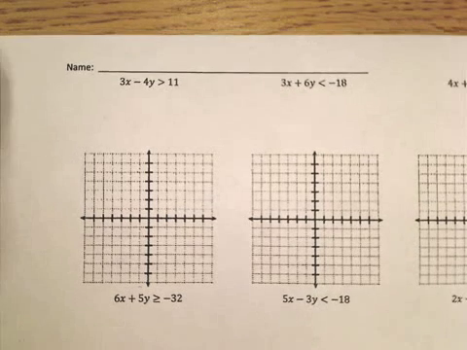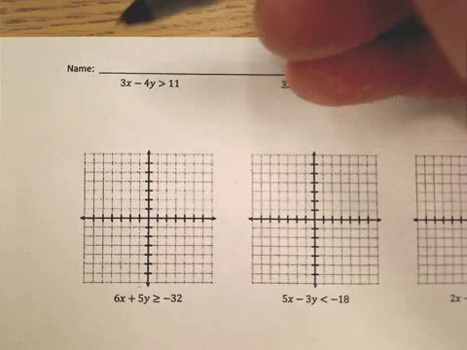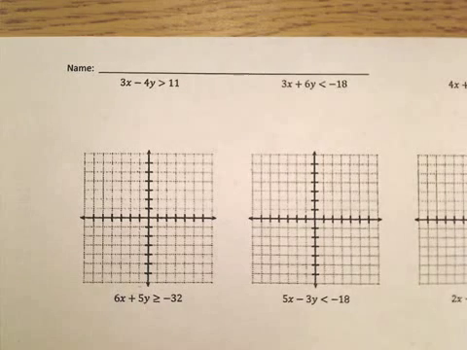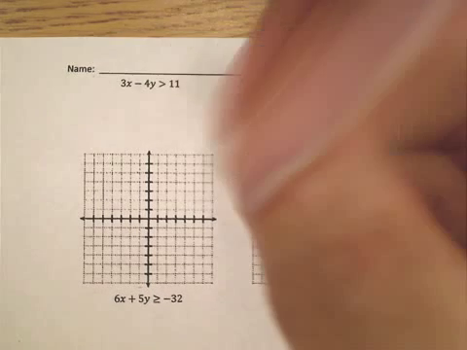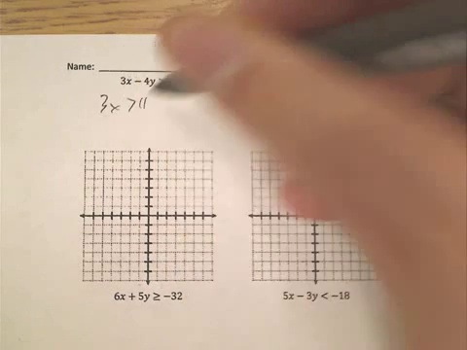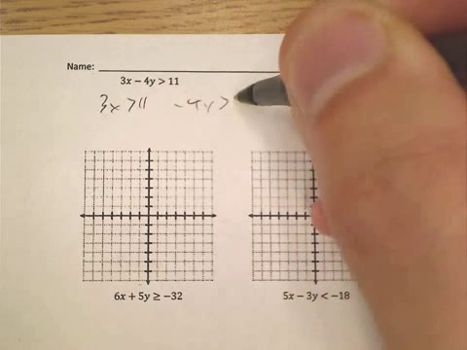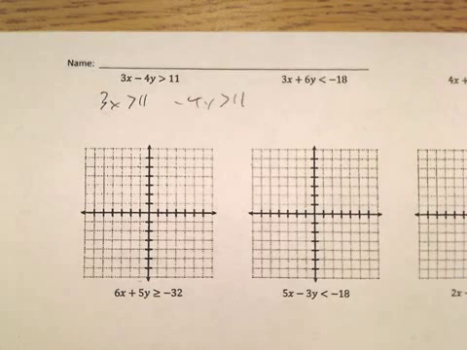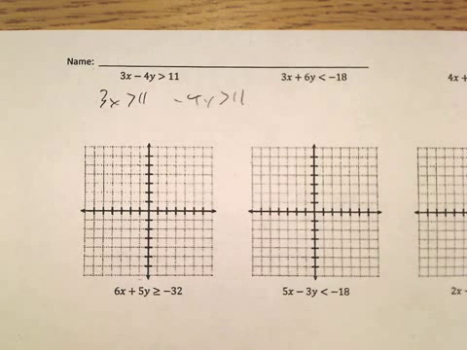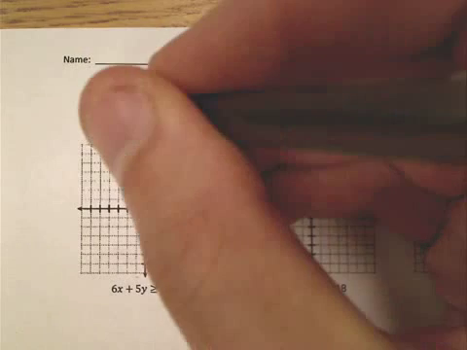So for standard form, we find basically the intercepts. We put in 0 for each, get rid of each one, and solve the inequality with the other one. So I'm going to say 3x is greater than 11, and -4y is greater than 11. And then some of these won't come out evenly. That's okay. 11 divided by 3 is 3.7.